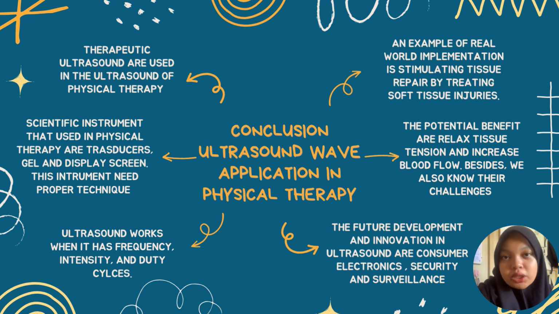In conclusion, therapeutic ultrasound is a treatment used in physical therapy. The significance of ultrasound for physical therapy is reducing pain and inflammation, scar tissue breakdown, stimulating tissue healing and pain relief. Besides, the scientific instruments used in physical therapy are the transducer, gel and display screen that represent parameters. These instruments also need a proper technique. Ultrasound works by frequency, intensity and duty cycle. An example of real-world implementation is stimulating tissue repair by treating soft tissue injuries. Next, the potential benefits of ultrasound in physical therapy are to relax tissue tension, reduce pain, and increase blood flow.